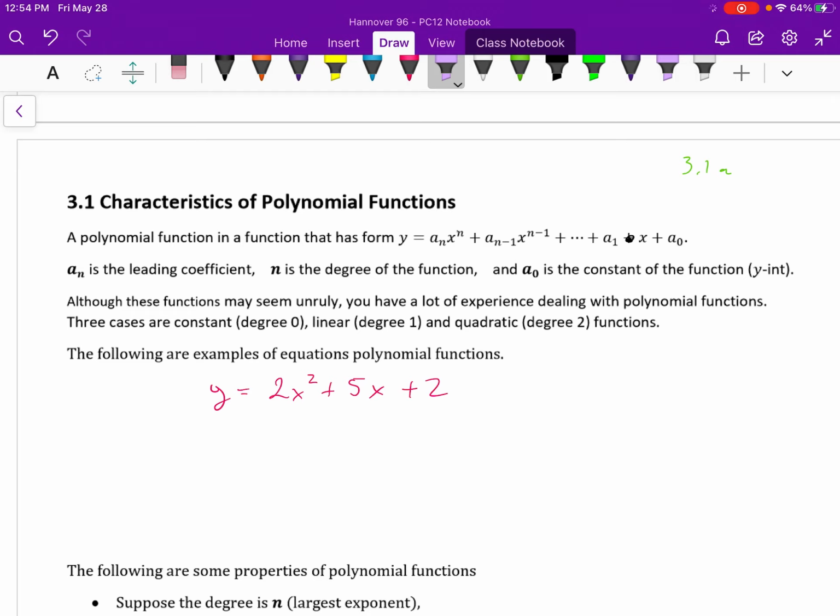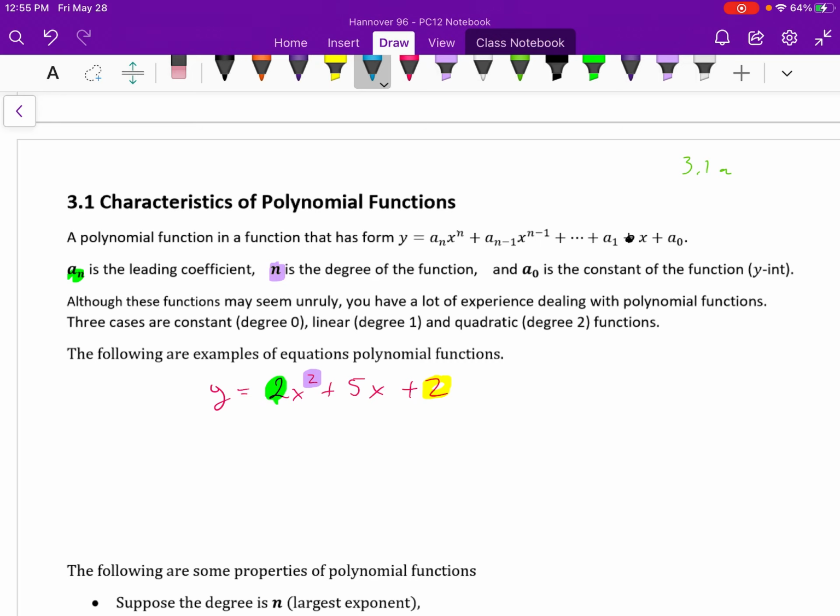My leading coefficient a_n, well, perhaps let's pick apart what's going on. n is the degree of the function. And n here is 2. The degree of the function is the largest exponent. a_n, the leading coefficient, is the constant in front of the term that determines the degree. In other words, it is the coefficient in front of the variable with the largest exponent. Now the y-intercept, which is known as the constant of the function, simply is the y-intercept or the constant.